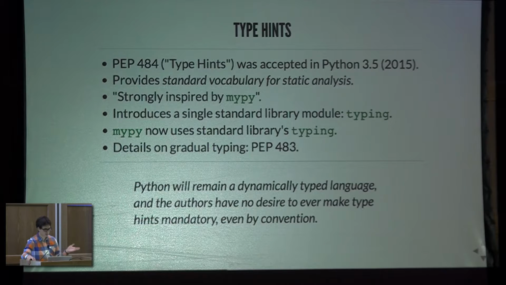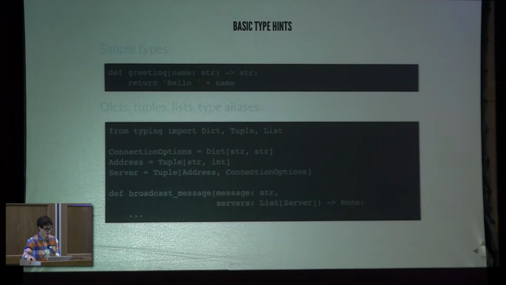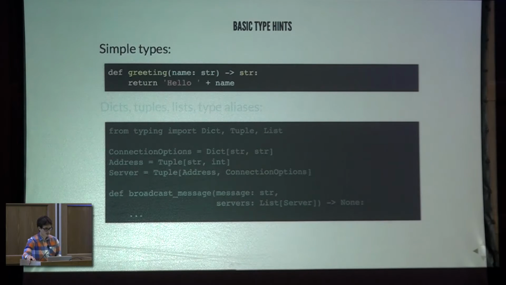So Python will remain a dynamically typed language, and the authors have no desire to ever make type hints mandatory, even by convention. And that's again to make people calm and happy that no, Python will not become a statically typed language, right? So it's all just a convention. So let's look at a few examples, and these are all valid MyPy examples, and some of these are taken from the standard library docs.